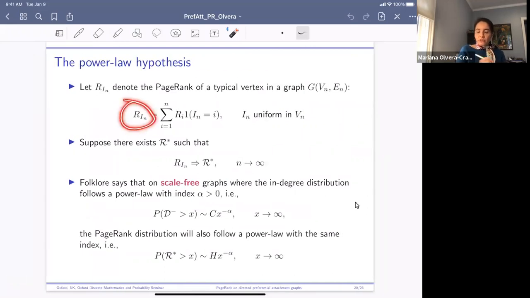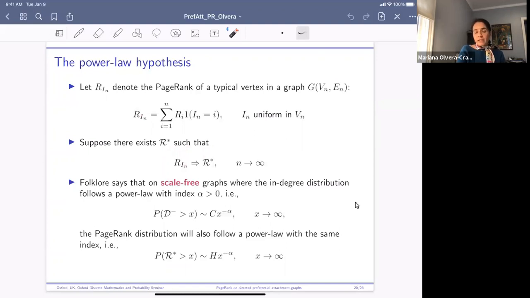Here is my notation for the PageRank of a randomly chosen vertex. So here I_n is uniformly chosen in the vertex set, and I'm just going to look at the PageRank of that particular vertex I_n as I choose it. So this is a random variable. In general, people have always looked at the asymptotic behavior of that, if this converges. In many cases, it does. Empirically, it always converges to something, and I'm going to call that something R star.